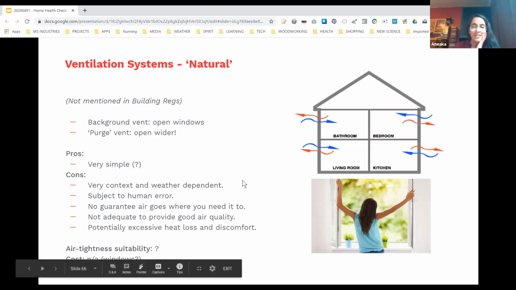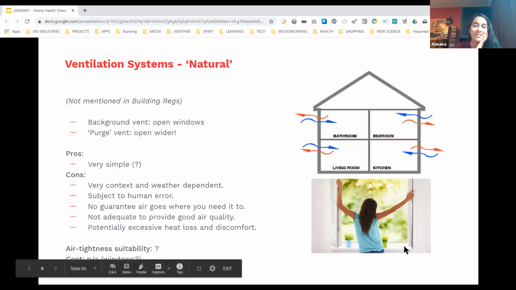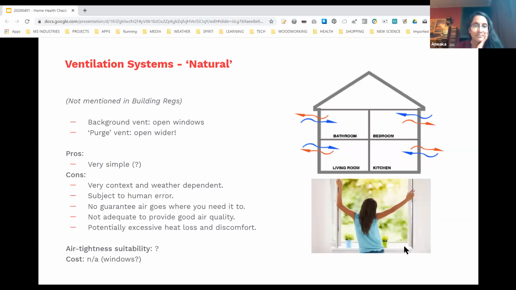So it doesn't really cost anything. We're not quite sure how suitable it is for what kind of airtight level. But I guess the reason to put this in there is just to acknowledge that this is the case for some people, that their ventilation system is to have windows that open. We don't really recommend it.